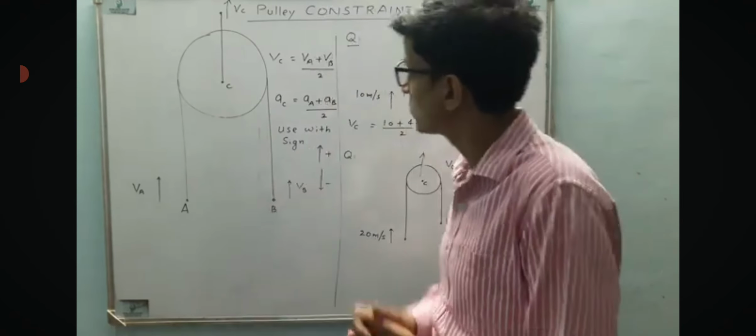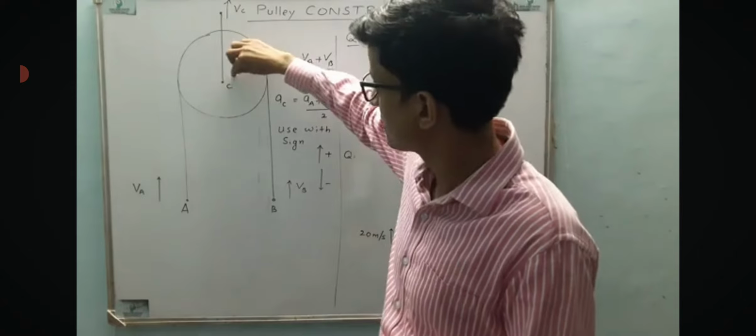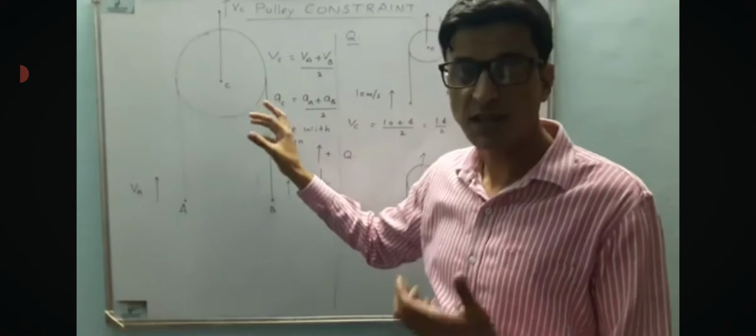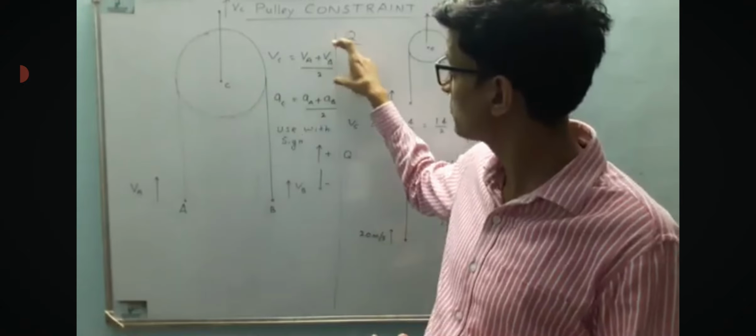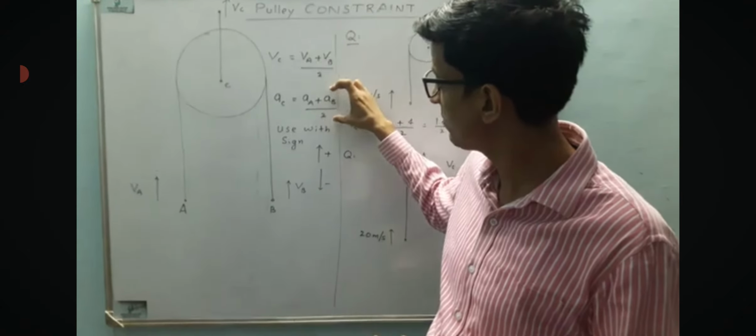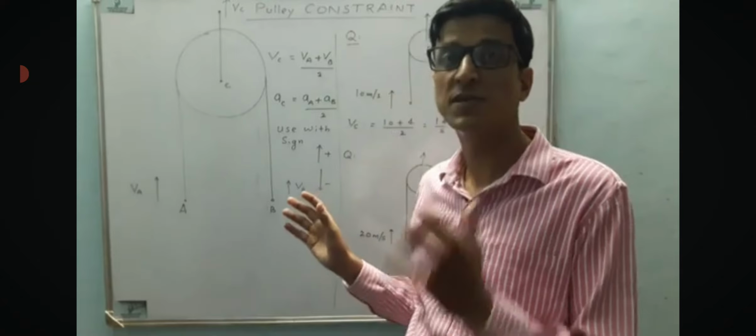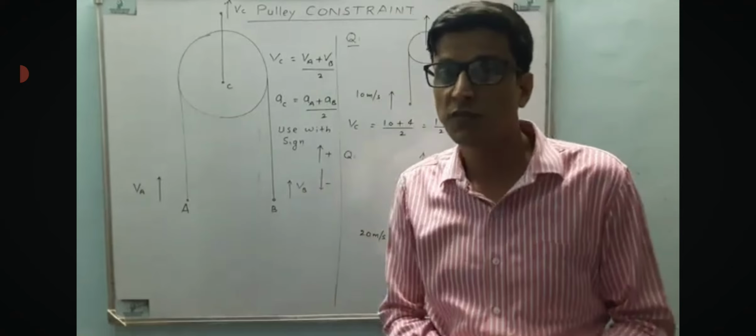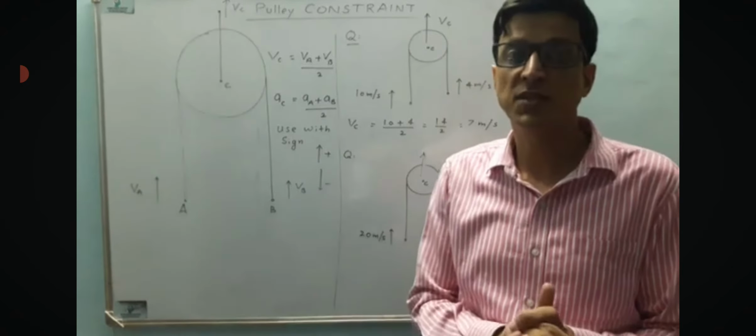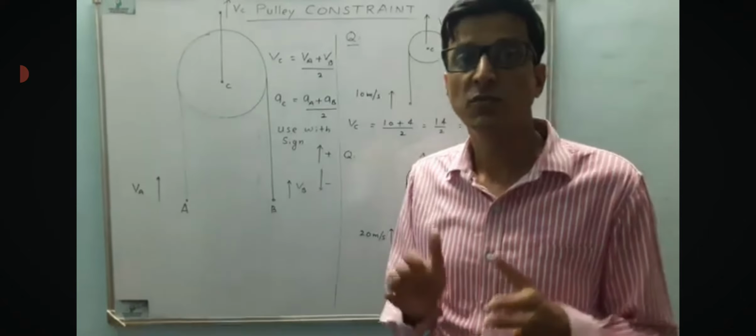Suppose that this is the pulley, this is the center of the pulley and it has got a velocity vc. This is end A and this is end B. So the velocities are related by vc is equal to (va plus vb) by 2 and ac is equal to (aa plus ab) by 2, and it has to be used with sign. That is, for upward direction you have to take that as positive, and for downward direction you have to take that as negative.